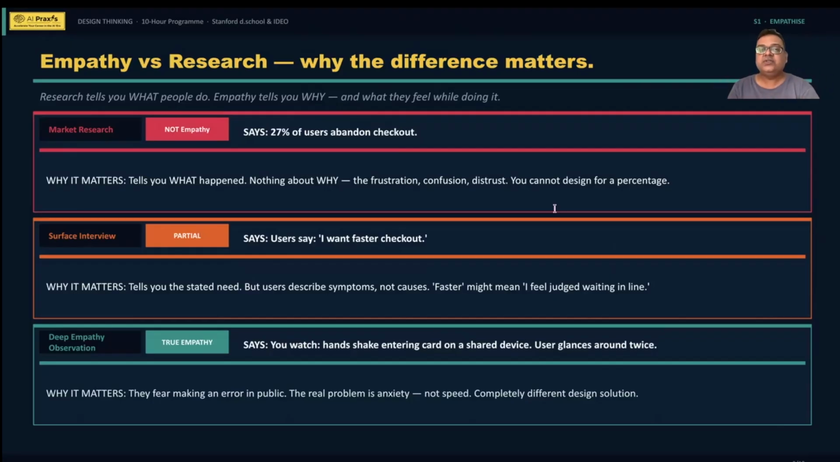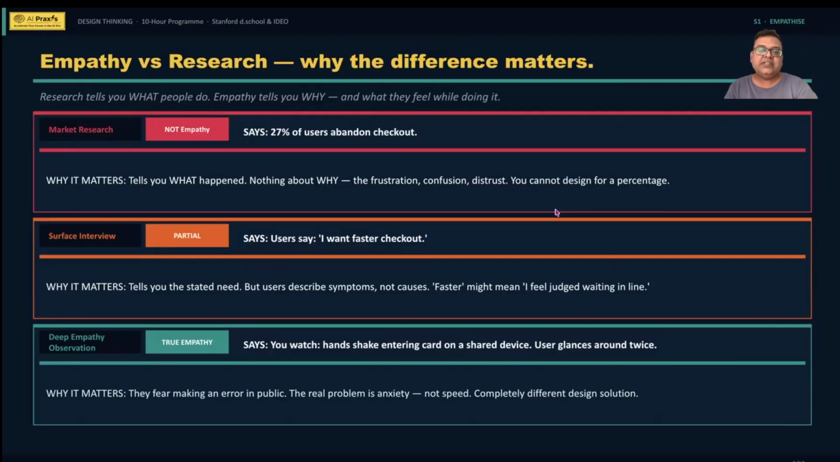Now think about the solution. If we believed the problem was speed, we would try to make the checkout page faster. But if we understand the real problem is anxiety, our solution changes completely. We might simplify the interface, use reassuring messages, reduce distractions, provide clearer feedback. The solution automatically changes because our understanding changed. And this is exactly what empathy helps us discover, right?